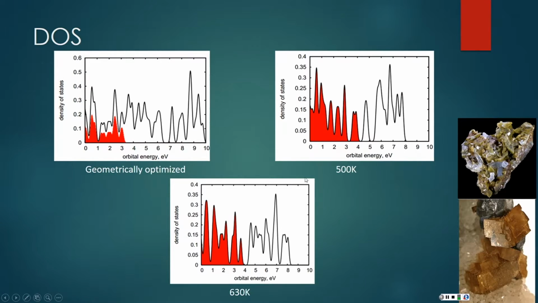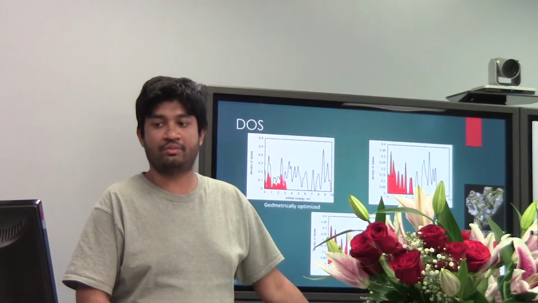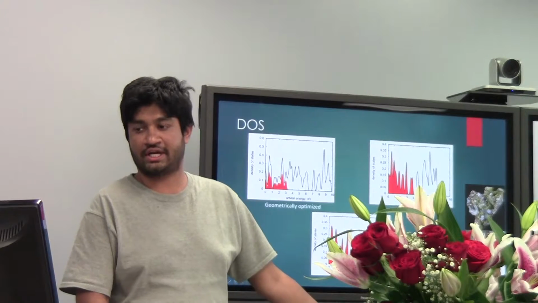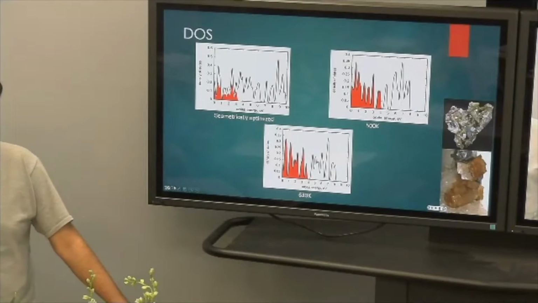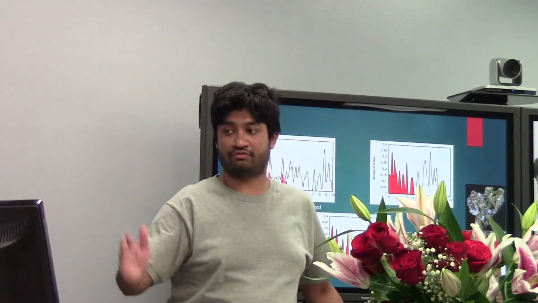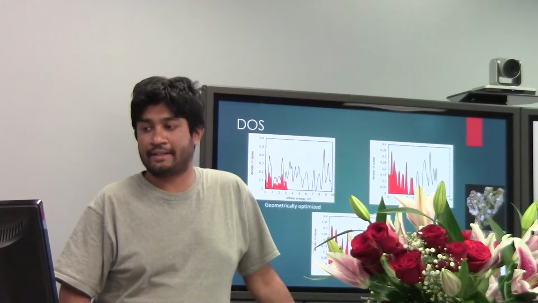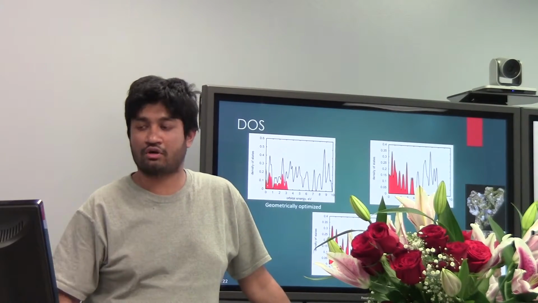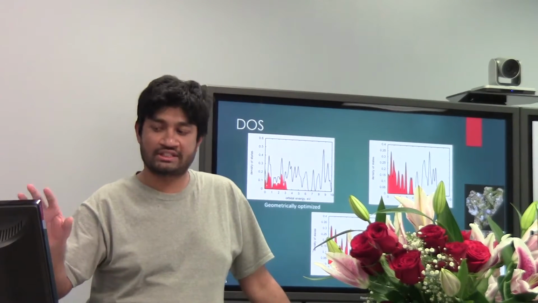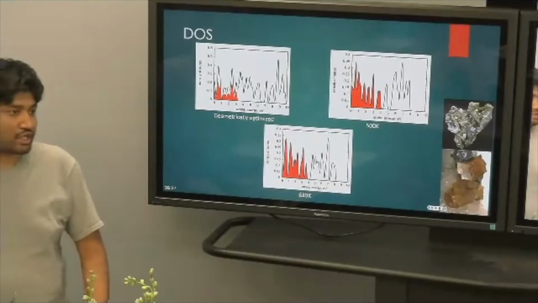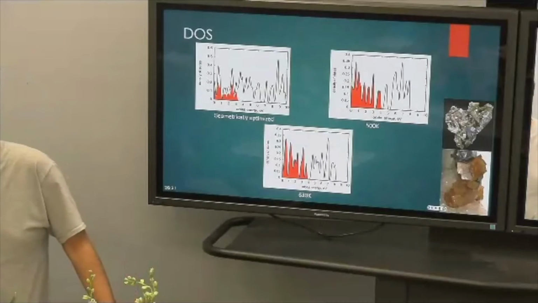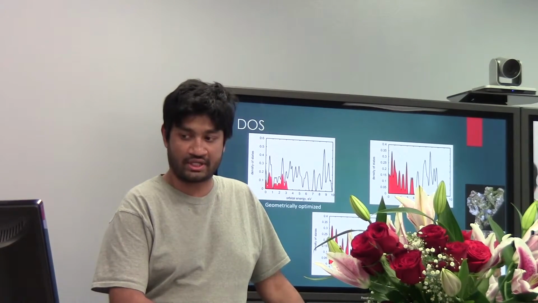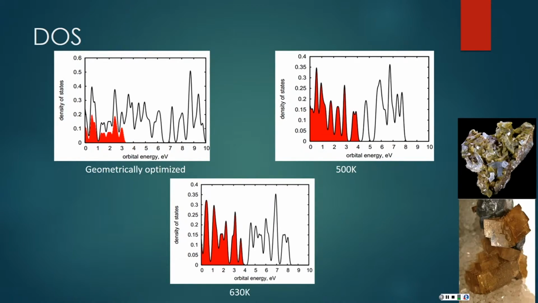And then we also study the DOS diagrams. Here is the geometrically optimized DOS of our structure, and this is the DOS diagram of the thermally optimized structure. So if you look at that, the number of orbitals that are contributed by the iron d orbitals should be 5 for the singlet ones, and 10 for the spin polarization, and also for 630 Kelvin.